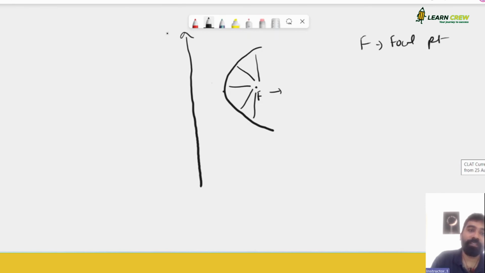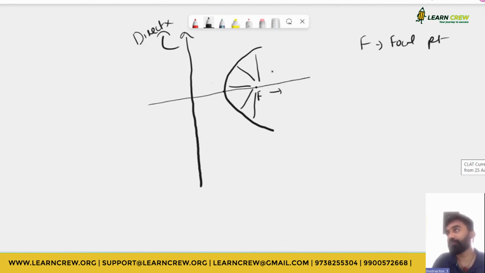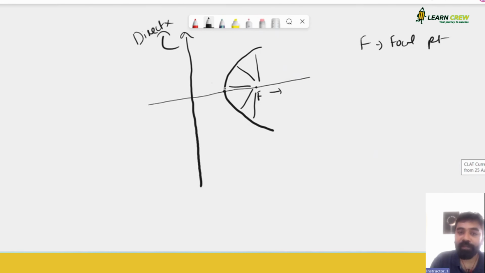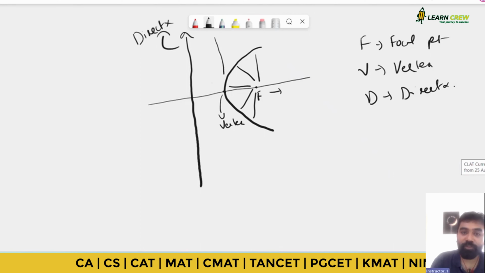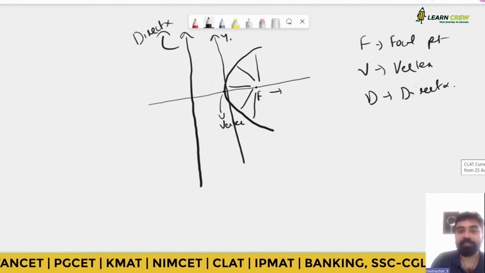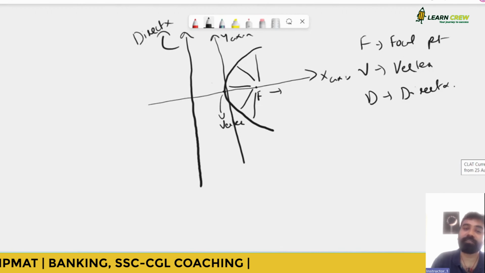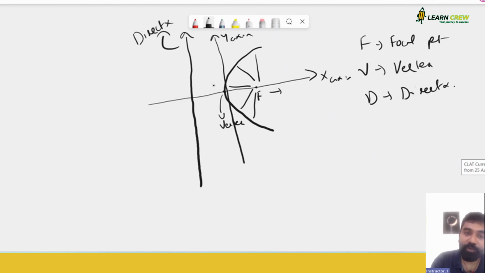Now, this line is called the directrix. Then, if I'm drawing a line through the focal point, it meets the parabola at one particular point. This is called the vertex. V is the vertex, D is the directrix. Now, at this vertex, I'm going to draw the y-axis. This is nothing but the x-axis. So if this is the y-axis, obviously this point is 0, 0.